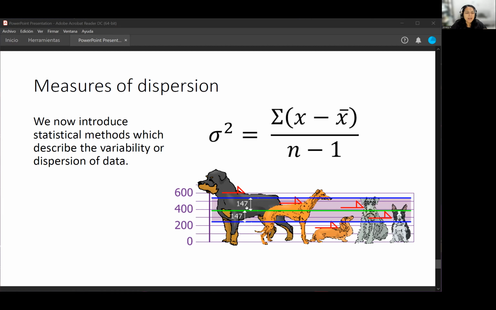So the green line is the mean, and we notice here 147, I think that will be millimeters. This is the variability for each one of the dogs according to the mean. But the mean was calculated considering all the heights of these dogs. That's very important, because we can know if something is varying a lot or if something is consistent.